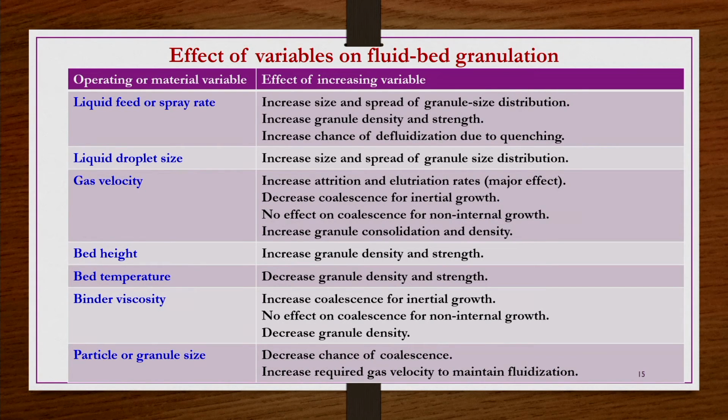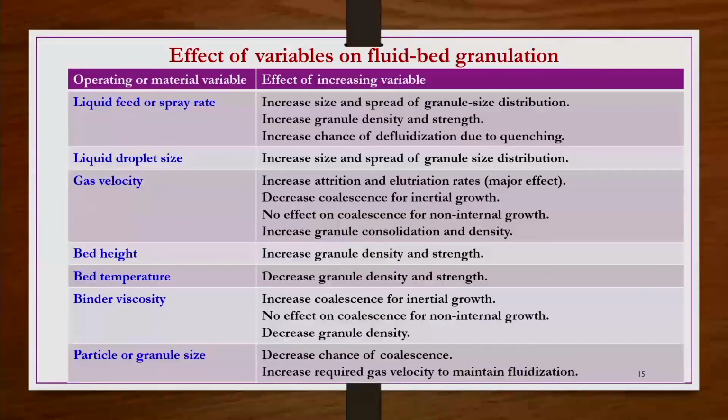Then coming to the particle or granule size, if you increase it, then the chance of coalescence decreases and the gas velocity required to maintain fluidization increases. If the particle size increases, then you need to give a larger fluidization velocity so that the particles can be in a fluid-like, fluidized condition. So these are the effects of variables on fluid bed granulation.